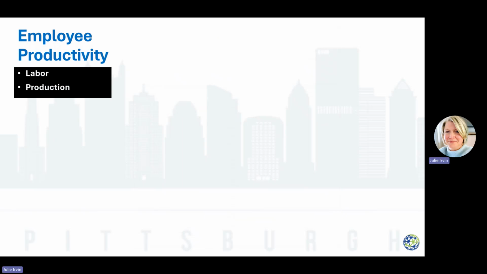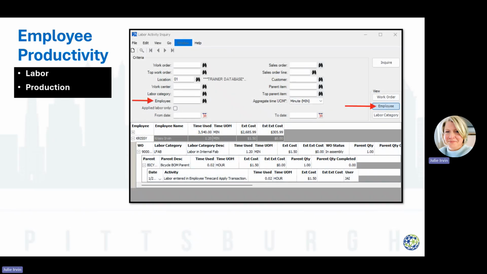We have a few tools available to track employee productivity. Firstly, we have a query called labor activity inquiry, and it simply shows the labor used on a work order, the total number of minutes or hours that were applied, along with the labor costs. Notice that I'm using the employee view, meaning it's sorting the information by employee.